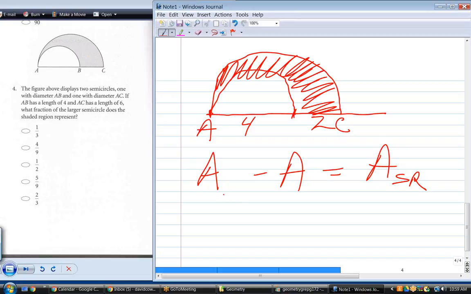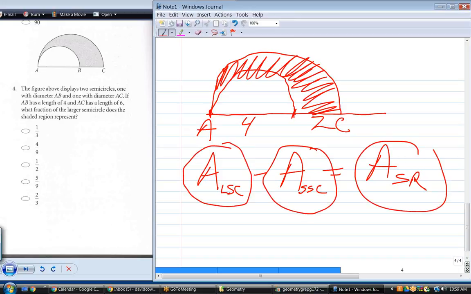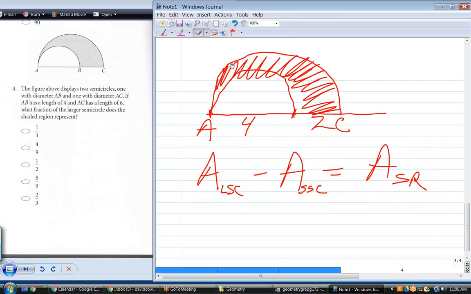So let's write it like that. We're going to take the area of the large semicircle, subtract out the area of the small semicircle, and we're going to get the area of the shaded region. Now we'll fill in everything. This is the way you want to do geometry. You always want to start with the general, and then see whether they give us enough information to fill that in and that in, which will give us that, and then we'll be able to actually answer their question once we figure out its area.